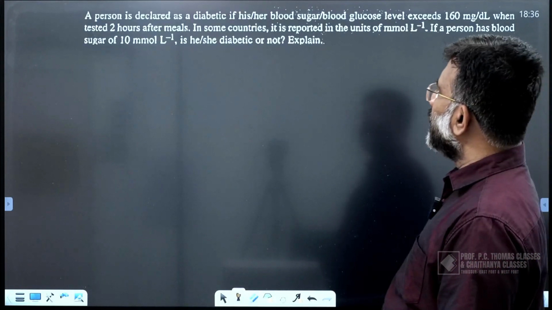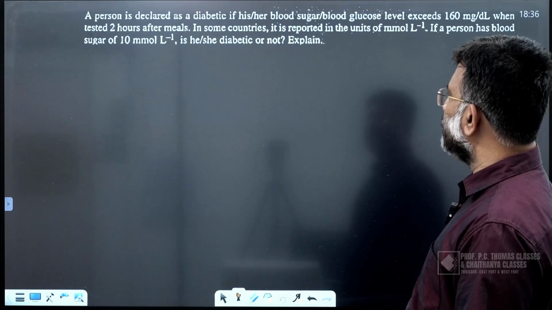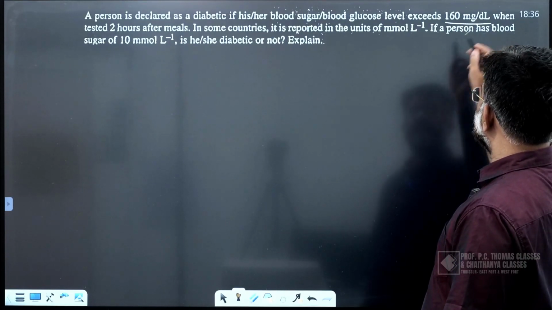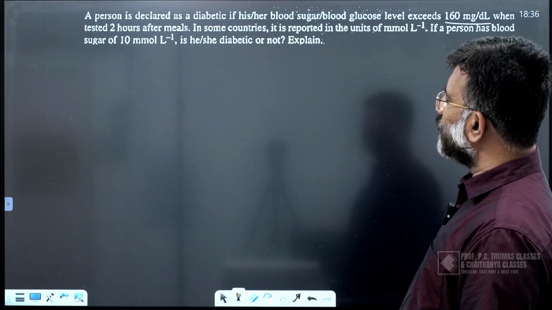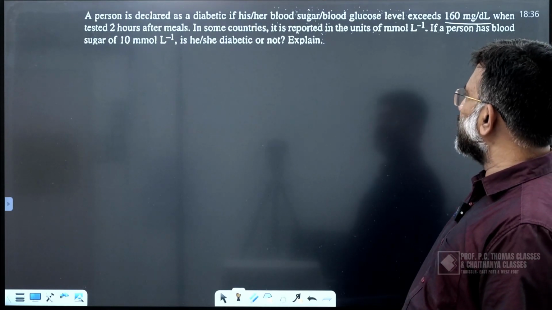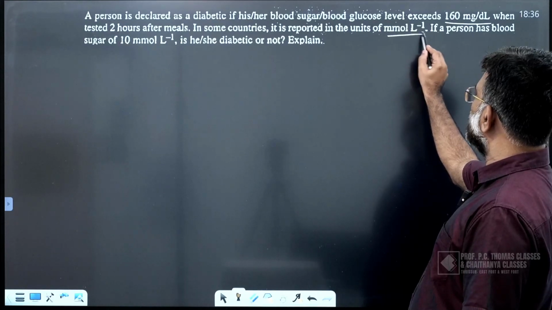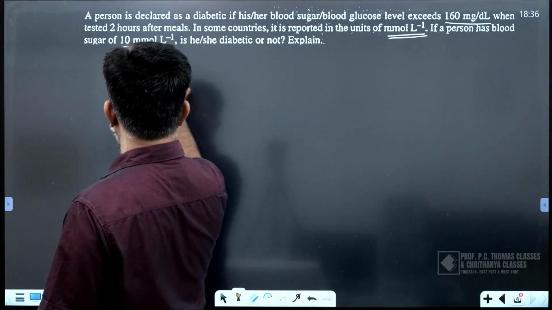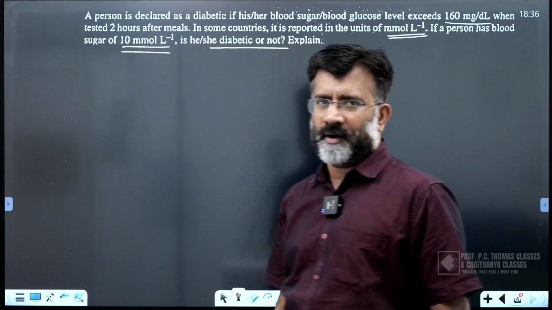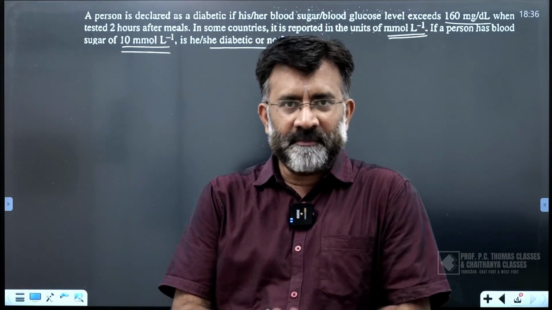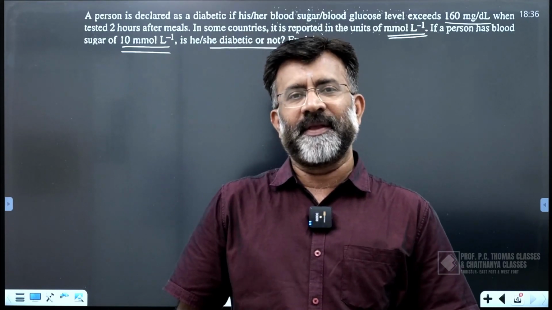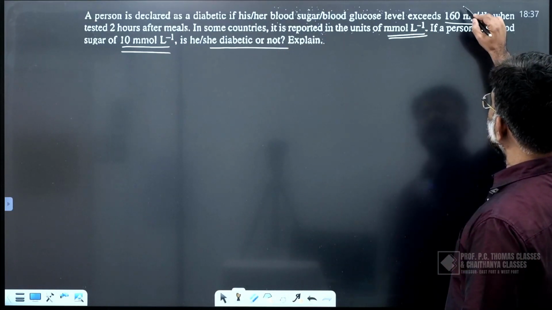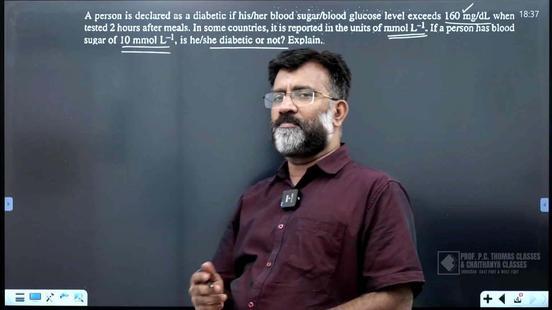Next one. A person is declared as diabetic if his or her blood sugar glucose exceeds 160 milligram per deciliter when tested 2 hours after a meal. In some countries it is reported in the unit millimole per liter. If a person has a blood sugar of 10 millimole per liter, is he or she diabetic or not? So 10 millimole per liter is the observed sugar level. Diabetic is decided by this unit, 160 milligram per deciliter.